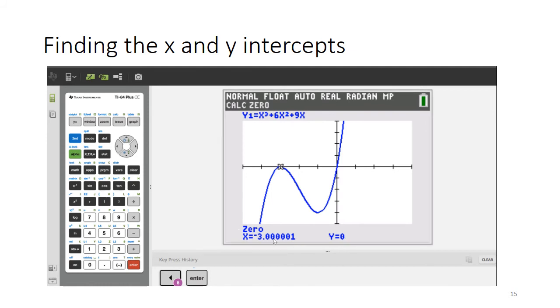Don't worry about the 0.0000001, because the calculator is doing a bit of approximation in the background, so it's not giving you the exact value, but you can safely assume that this is -3 and 0. All right, so now we've got the intercepts done. Let's see what we can do with the stationary points.